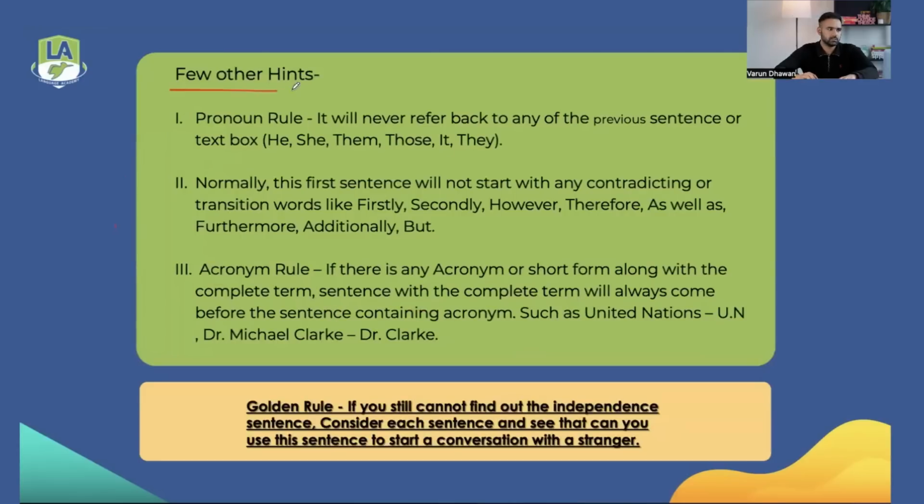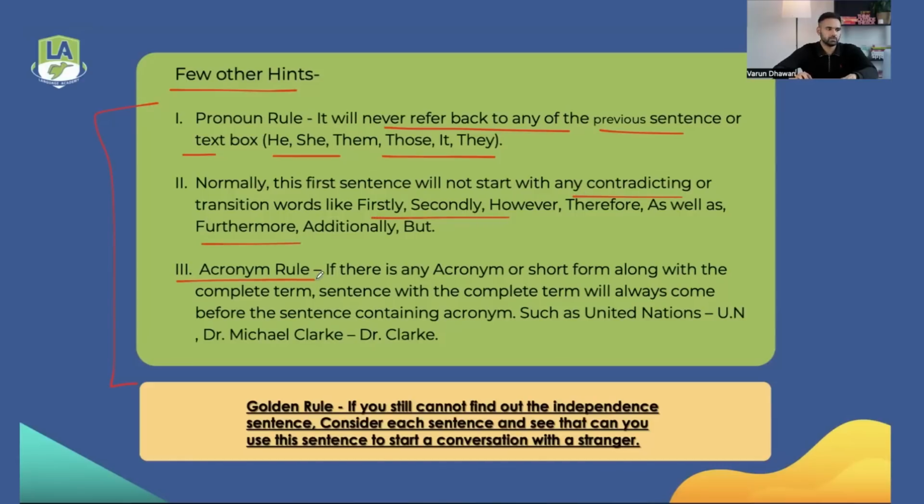Here are a few hints which you can use to find out the independent sentence and other sentences as well. You should note these down. These are super important. Pronoun rule: the first, or independent, sentence will never refer back to the previous sentences or the text boxes, meaning it will not have words like he, she, them, those, it, they. Normally, this sentence will not start with contradicting words or transition words or connectors like firstly, secondly, however, furthermore.